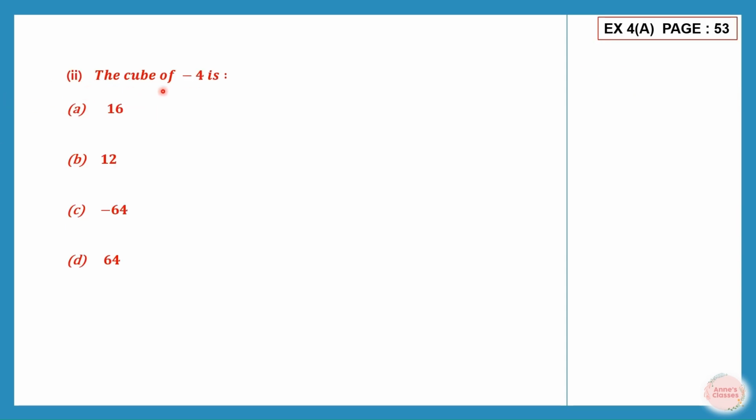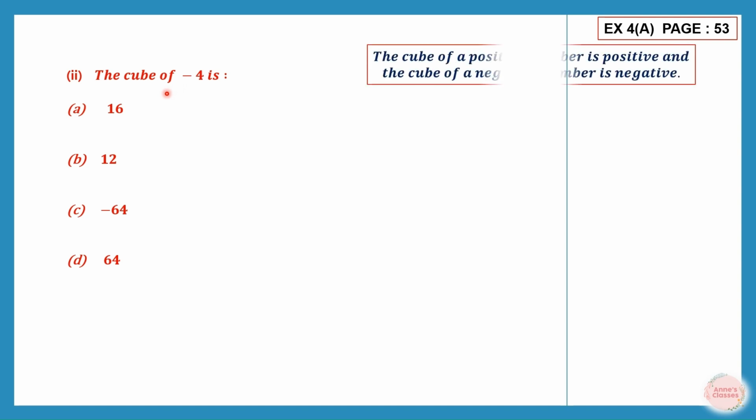Question 2. The cube of minus 4 is. Now minus 4 is a negative number. So let's keep this point in mind. The cube of a positive number is positive and the cube of a negative number is negative. That means the cube of minus 4 is going to be negative.